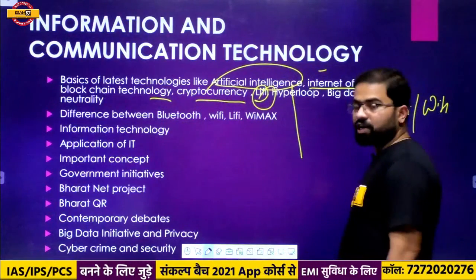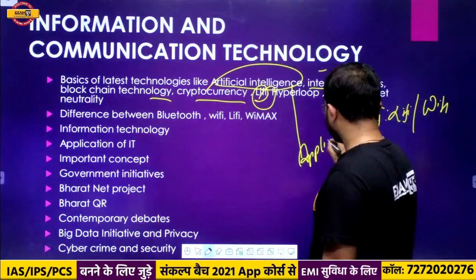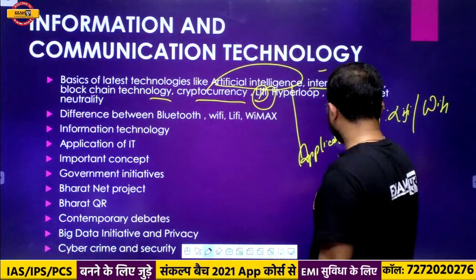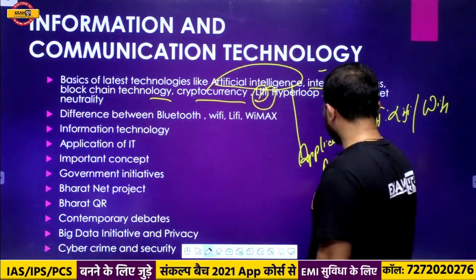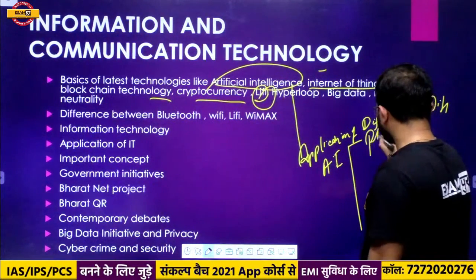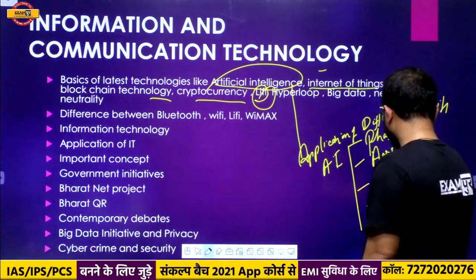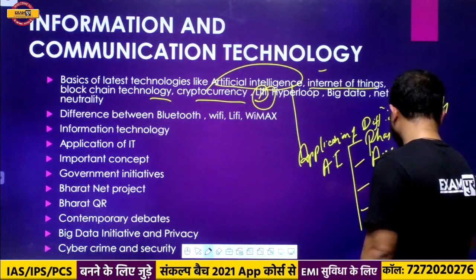इंटरनेट ऑफ थिंग्स, आर्टिफिशियल इंटेलिजेंस में हम पढ़ सकते हैं एप्लीकेशन ऑफ आर्टिफिशियल इंटेलिजेंस इन द फील्ड्स ऑफ फार्मास्यूटिकल्स, ठीक है, in the fields of agriculture, in the fields of gaming, in the fields of textiles, ठीक है.